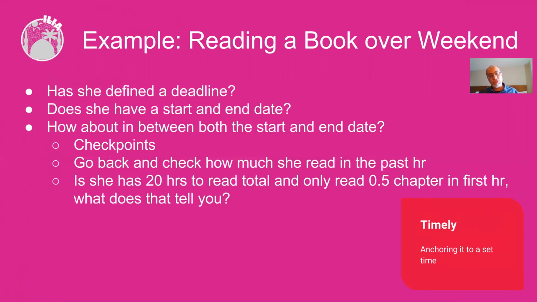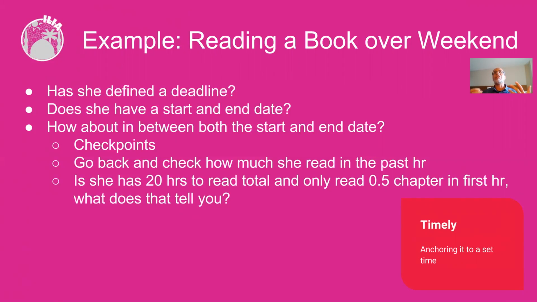So maybe the deadline is Monday noon, because she wants to do things between noon and evening, before she heads out to her bed at night to get ready for school the next day. So does she have a start-end date? How about between the start and end date? Today it's Saturday. She's got Saturday, Sunday, and Monday, or Saturday and Sunday. Does she have checkpoints in the middle?